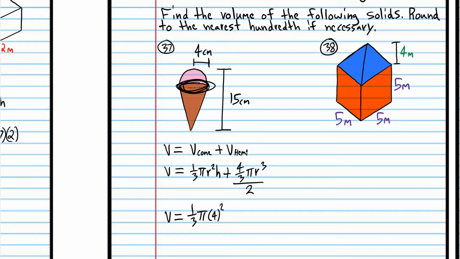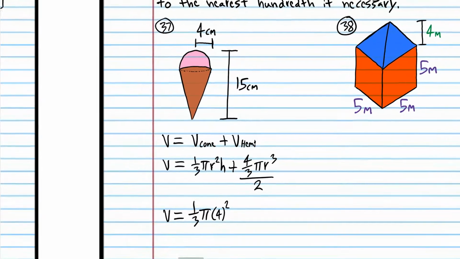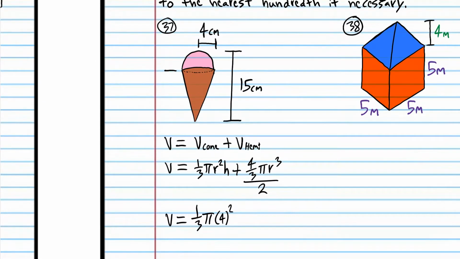So now we need to find the height of the cone. Now the height of the cone is not clear just by looking at these numbers. 15 is not the height of the cone. The height of the cone is from here to here. We don't have that length. So how do we find it? Well, we have this length, but that's horizontal. How are we going to use a horizontal length to find the vertical height of the cone?